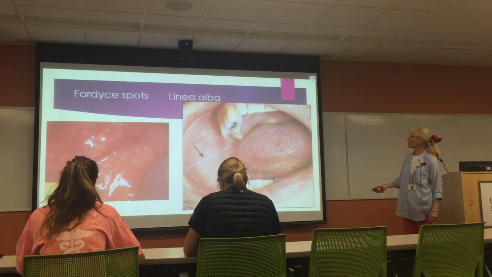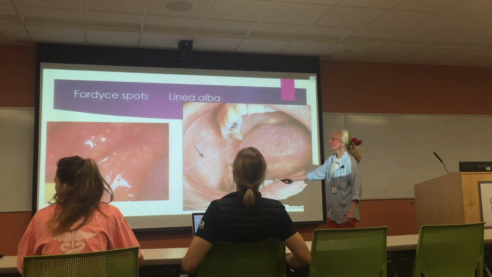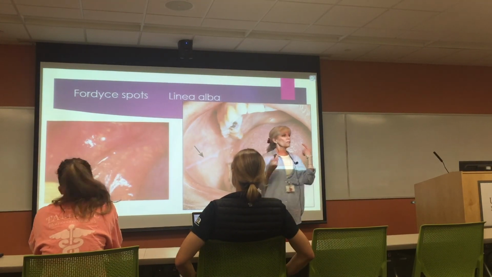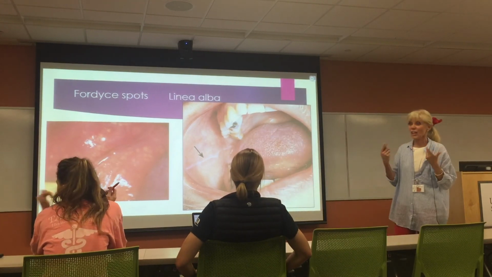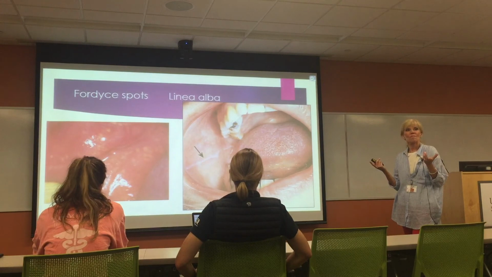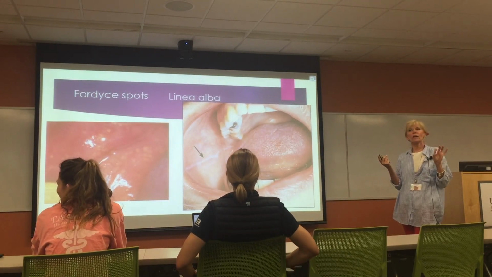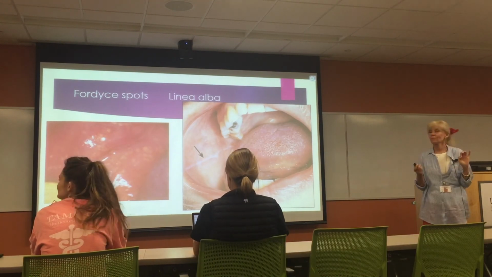Oh, shoot. What are these little yellow spots? What's this line? What are these, the Fordyce spots? They're in your cheek. They're not liquid. Are they salivary glands? Nope. They're little modified sebaceous glands. They have a little oily secretion.